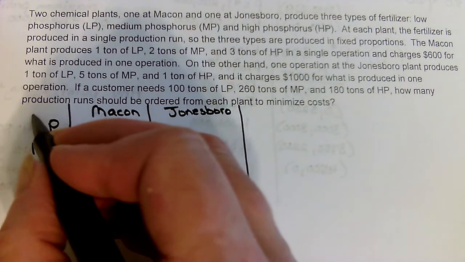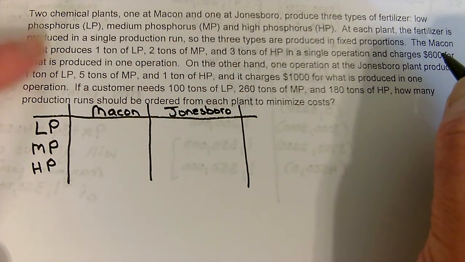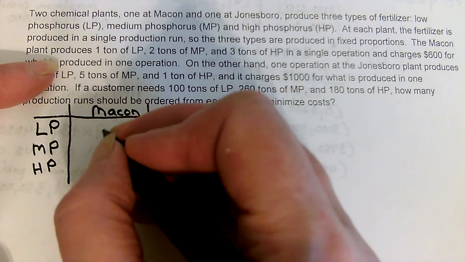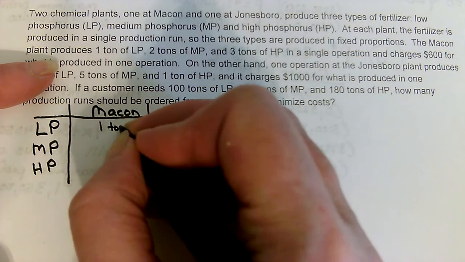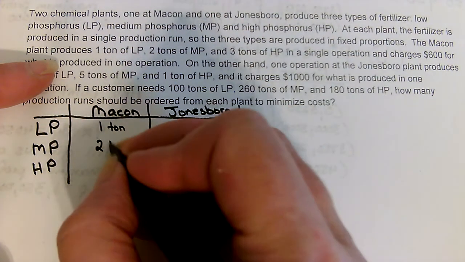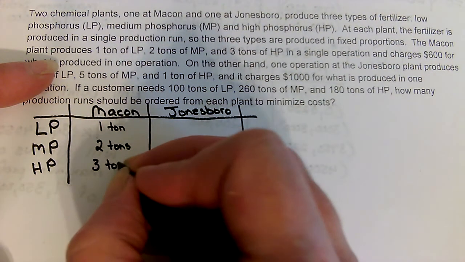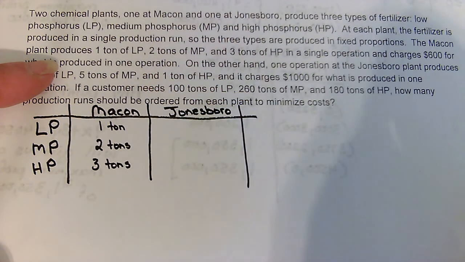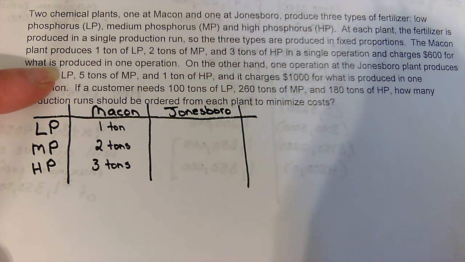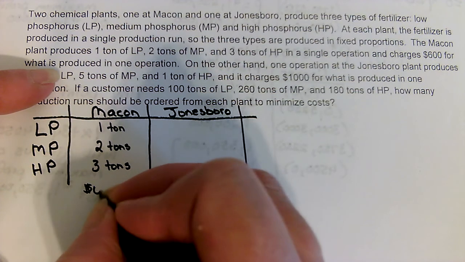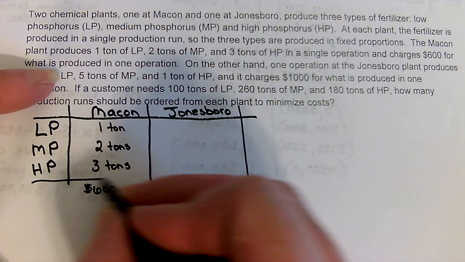Okay, so I always like to make a table. The Macon plant produces 1 ton of LP, 2 tons, and 3 tons in a single operation, and charges $600 for what is produced in one operation. So $600 in Macon.